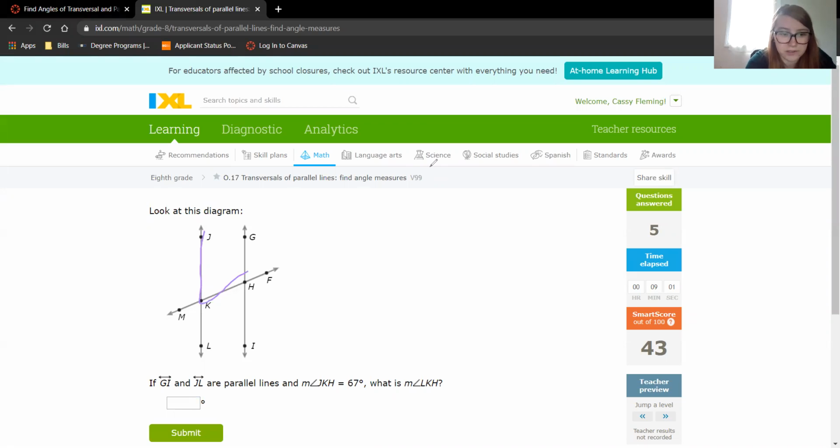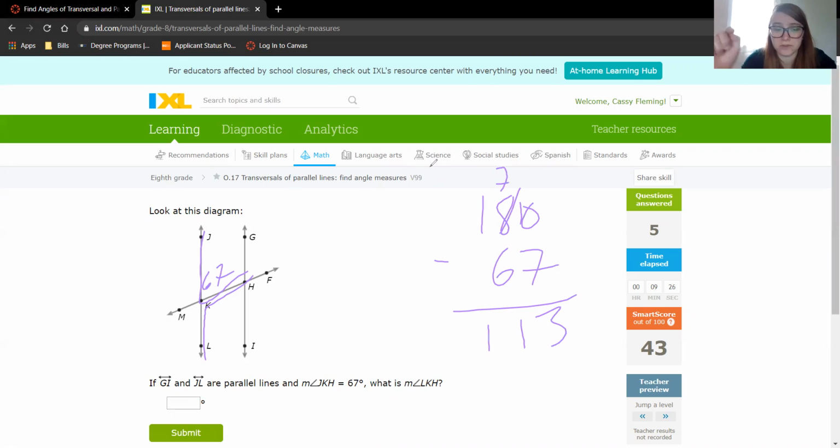JKH is 67. What is LKH? So again, these two angles added together are 180. To find what LKH is, we just have to subtract 67 from 180. Can't do 0 minus 7, but you can do 10 minus 7, which is 3. 7 minus 6 is 1, and 1 minus nothing is 1. So the measure of angle LKH is 113.